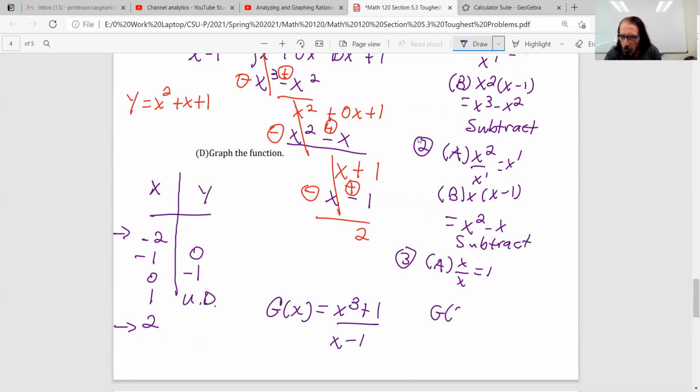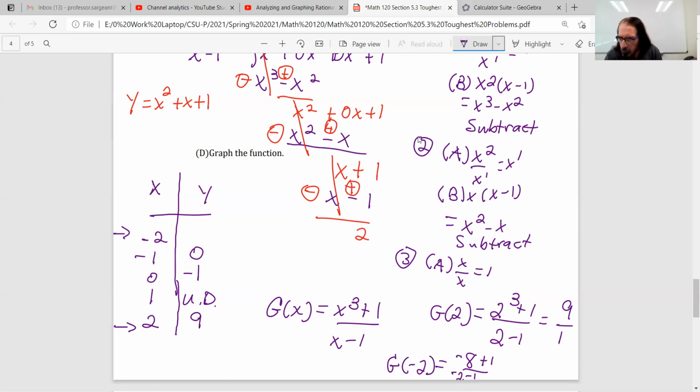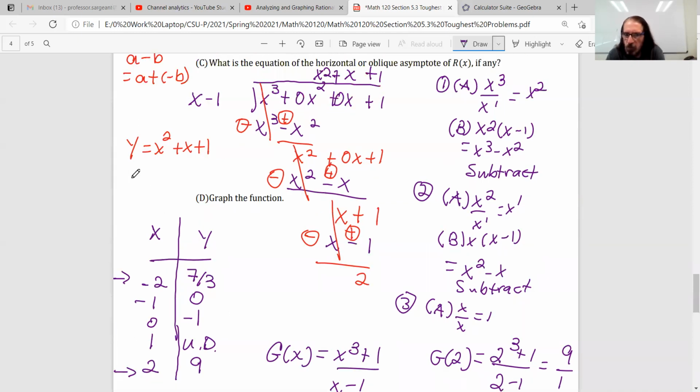So g of positive 2 would be 8 plus 1, that quantity, over 1. Whereas when we put in negative 2, it's going to be negative 8 plus 1 over negative 2 minus 1. So negative 7 over negative 3, the negatives will cancel. All right, take a moment to take in, we're plotting negative 2 comma 7/3, negative 1 comma 0, 0 comma negative 1, and 2 comma 9. And we will also show a dashed line for the vertical asymptote x equals 1, and a dashed parabola for y equals x squared plus x plus 1.